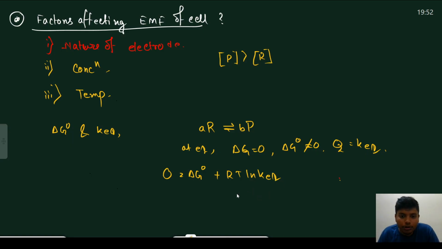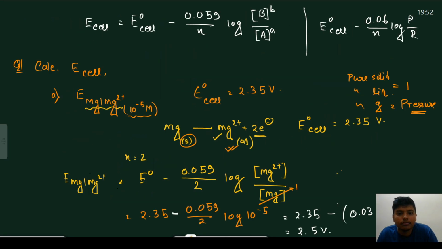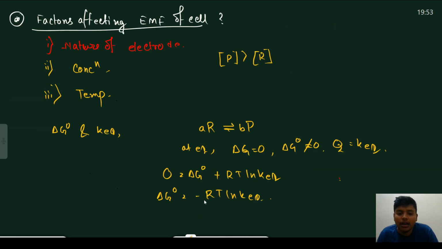Yes. Delta G naught is equal to minus RT ln K equilibrium. Now, plus or minus: delta G naught equal to plus or minus? Plus, correct. Minus RT ln K equilibrium. Now, delta G naught is equal to minus nFE cell, and RT means minus RT 2.3 log K equilibrium. Clear? Yes or no?